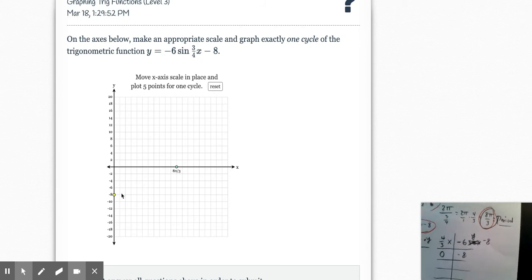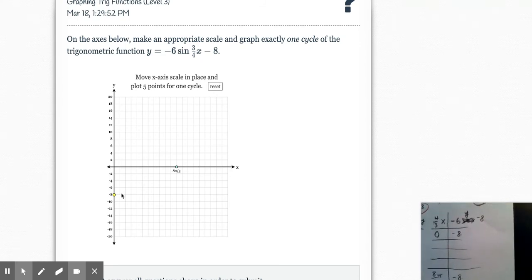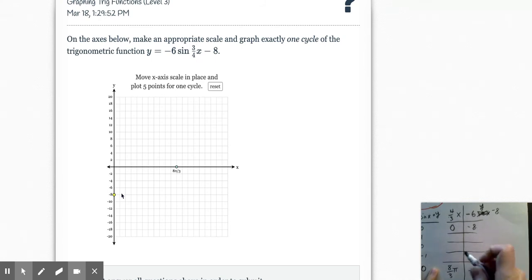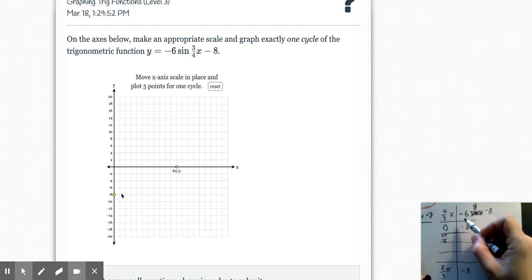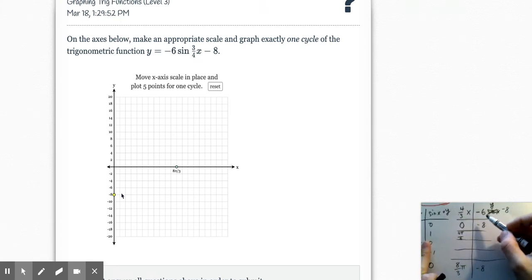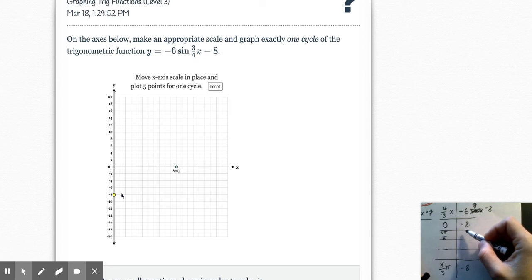Now, if we filled out this table, the next stop along the way is, what would it be? 4/3 times pi over 2, which is 4 pi over 6. And then over here you'd have negative 6 times 1, negative 6, minus 8, which is negative 14.